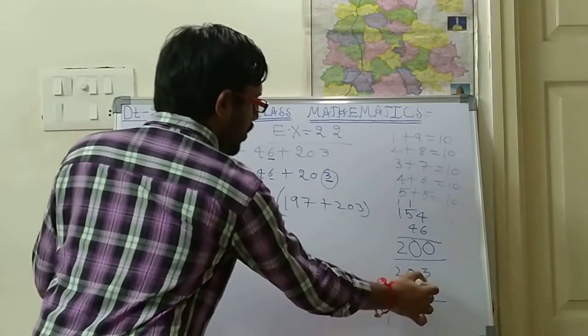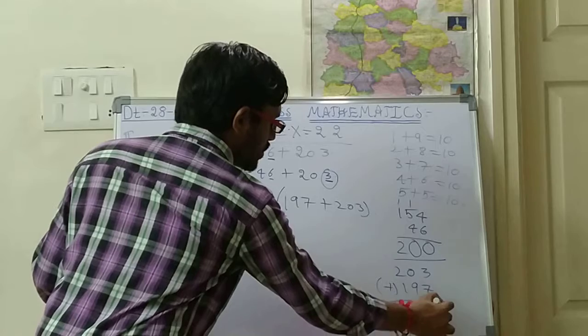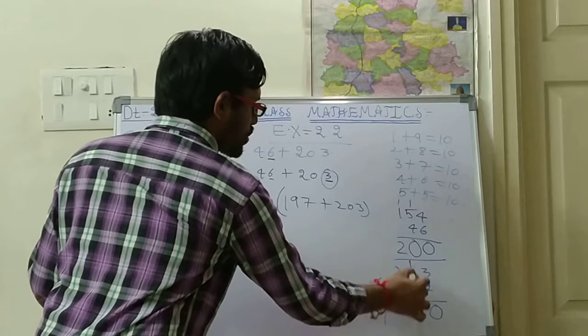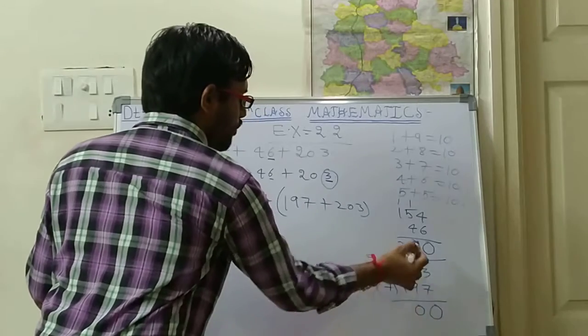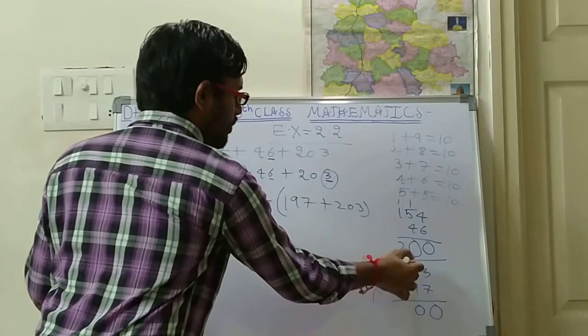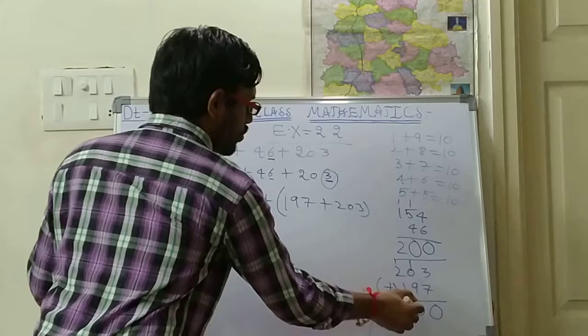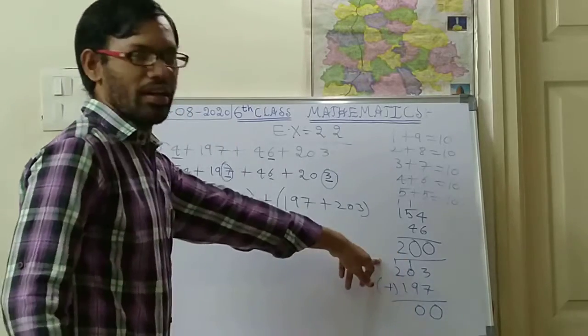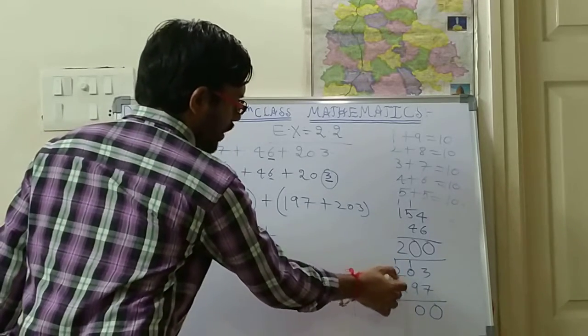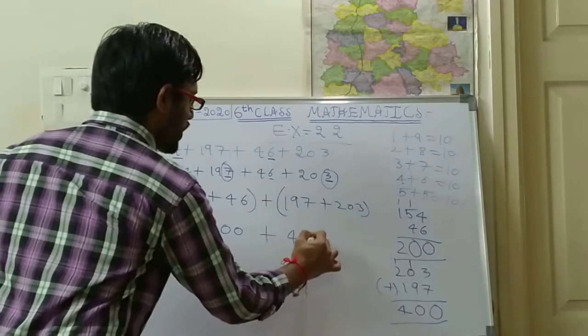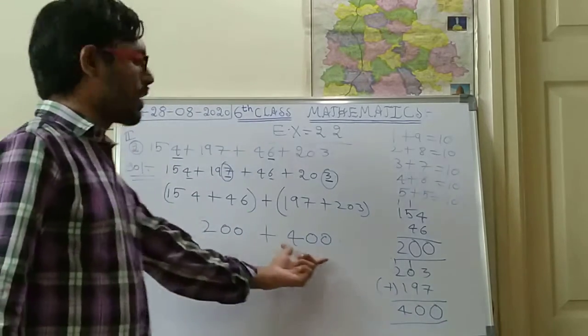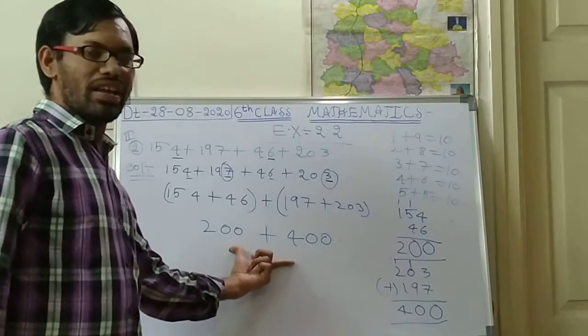You add and check. 7 plus 3, 10, 0, carry 1. 9 plus 1, 10. 9 plus 0, 9. 0 plus 1. So 9 plus 0, 9. 9 plus 1, 10. So 0 here, 1, and then hundreds plus. Next 2, 3, 4. So this is 400. So what is the answer here? 400. So 200 plus 400. Can you do this very easily?